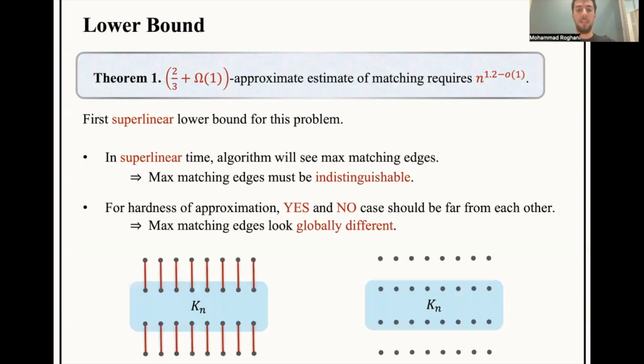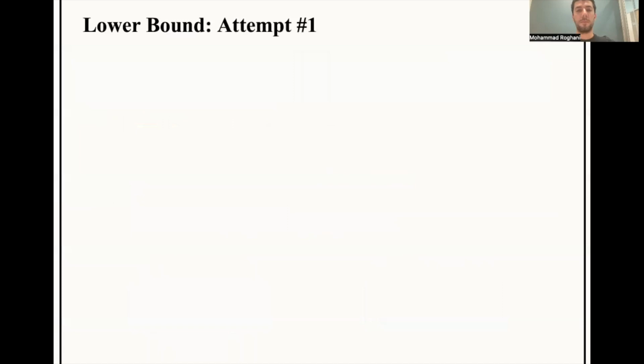For example, consider a clique that has some singleton edges connected to it. For this case, they are far from each other. In the left picture, the size of the maximum matching is large, and in the right one, the size of the maximum matching is half of the left one. But the max matching edges are easily distinguishable because one of their endpoints has degree 1. So we cannot hide those edges from the algorithm. And also, because we have superlinear time, the algorithm will see some of those edges and can distinguish if they are max matching edges. So we start by building our construction step by step with some failed attempts.